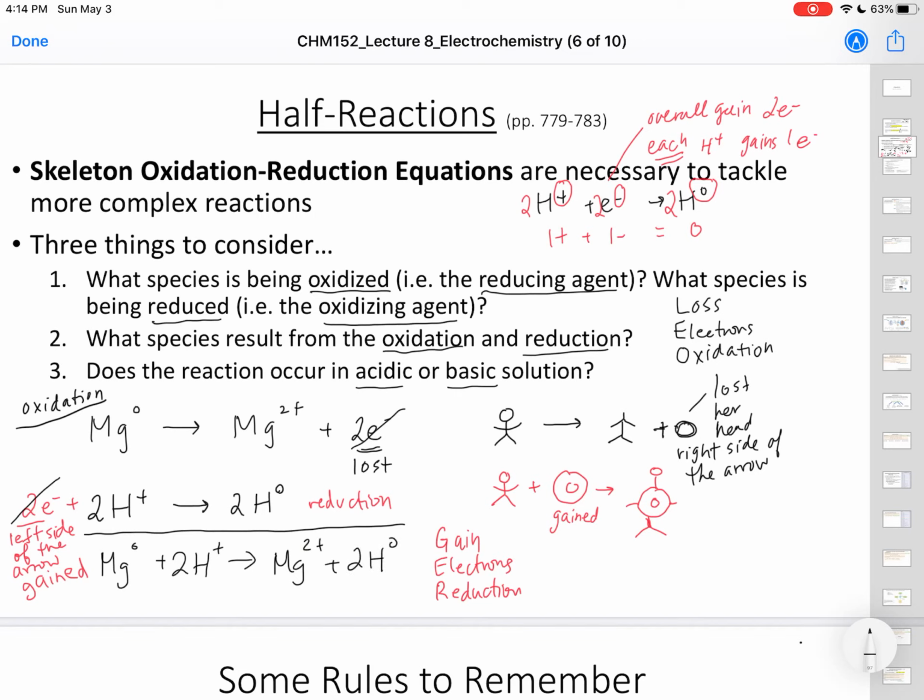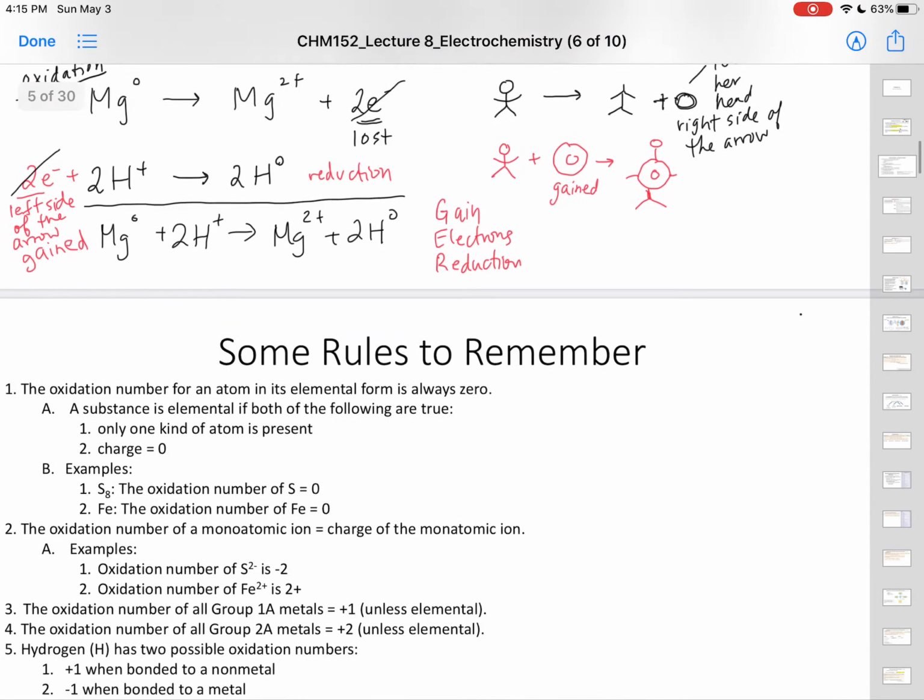There are the same number of magnesiums and hydrogens on each side, and in addition, there's the loss of 2 electrons and the gain of 2 electrons. So the loss and the gain of electrons must be equal on both sides. This is what we learned in 151 when we were talking about skeleton oxidation reduction equations, and we're going to be looking at these in more detail in this chapter.